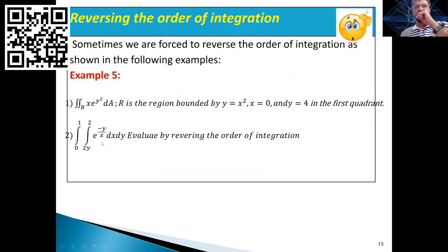Let's look at that one. He wants to integrate that one, by the way. So if you go back to the question in part 2, he says, evaluate this one by reversing the order of integration. So I need to reverse it. How do you reverse it? It's not an easy thing. You have to see the graph first.